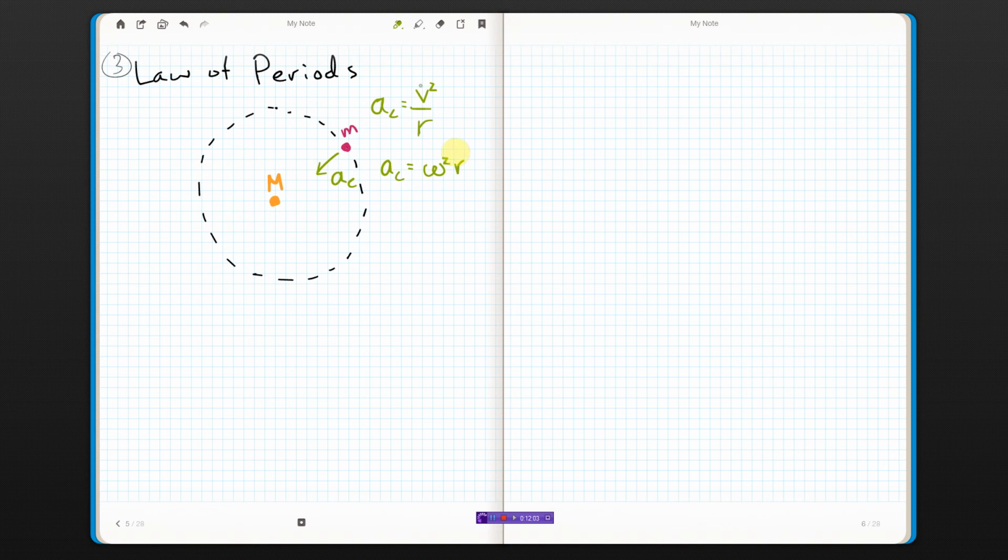Those are both completely valid. They're just putting in omega equals v over r, like, yeah, anyways.